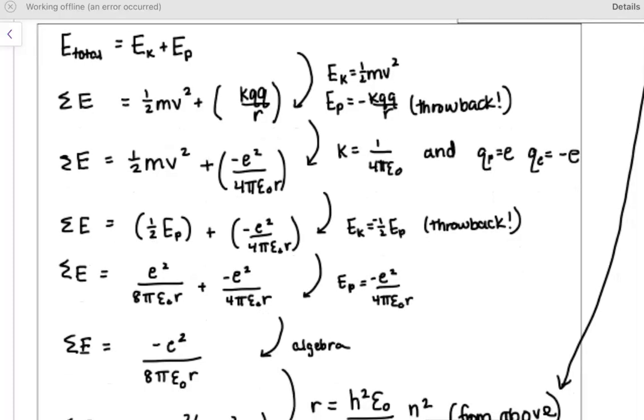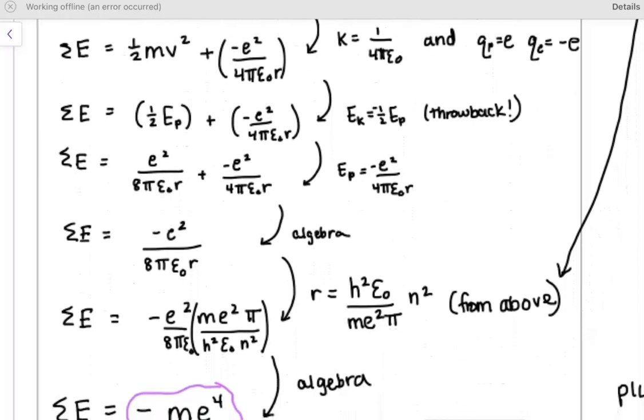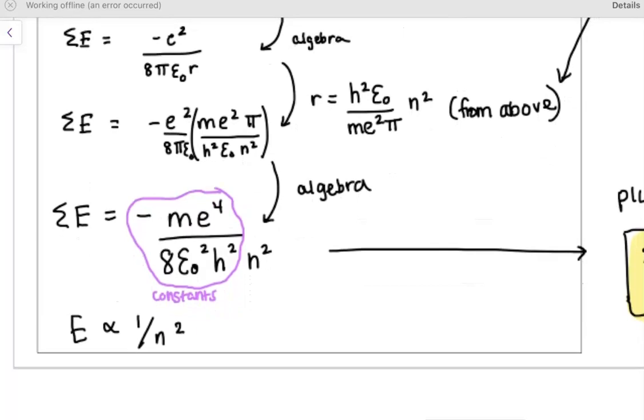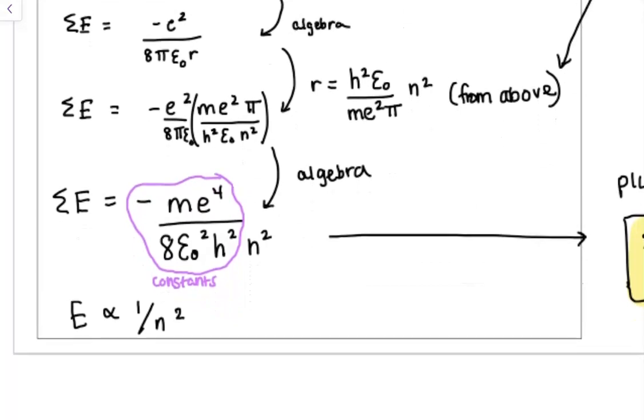Going back to orbital energy, saying that Ek is equal to the negative half of the potential energy, and then we plug that in, and we end up with a total energy equation, where these blue terms are all constants, and you find that the energy is proportional to 1 over n squared. So that is the energy of an electron in orbit.